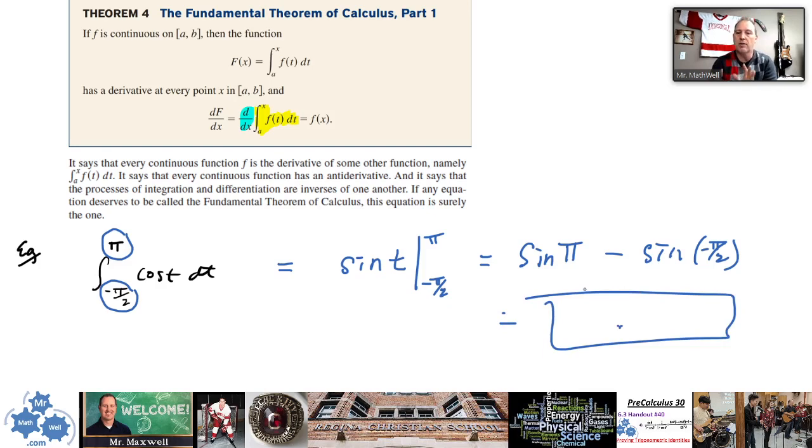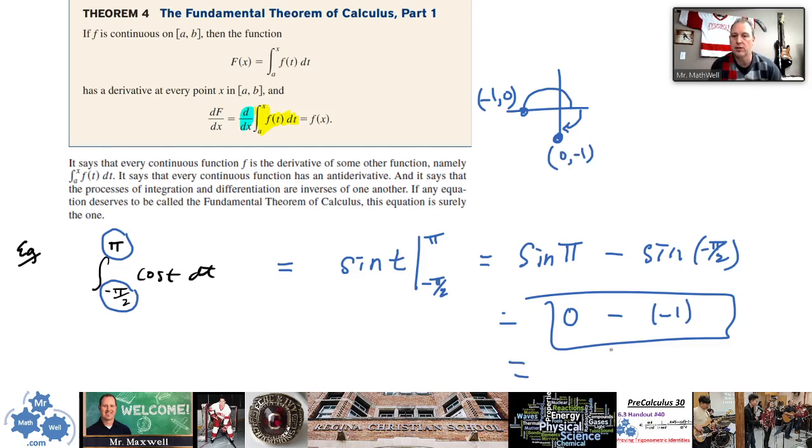I'm not going to focus too much on what the actual answer is, but let's find it. Sine of pi is what? Here's the point on the unit circle: negative 1, 0. Sine is the second one, so that's 0. Negative pi over 2 is this way, and that's the point 0, negative 1. So sine of negative pi over 2 is negative 1. Am I doing this right, you think? So the result is 1.